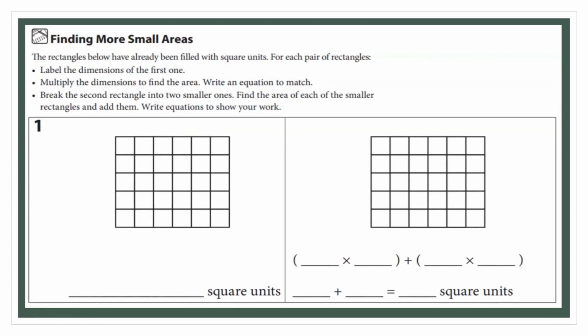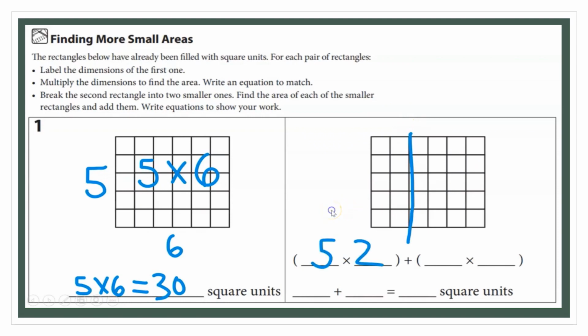Let's do another one. Let's start with the rectangle on the left and labeling its dimensions. There are 5 rows and 6 columns. 5 groups of 6, or 5 times 6, is the same as 30 square units. Now let's go to the second rectangle on the right, and we're going to break it into 2 smaller ones. I'm going to go ahead and break it here.